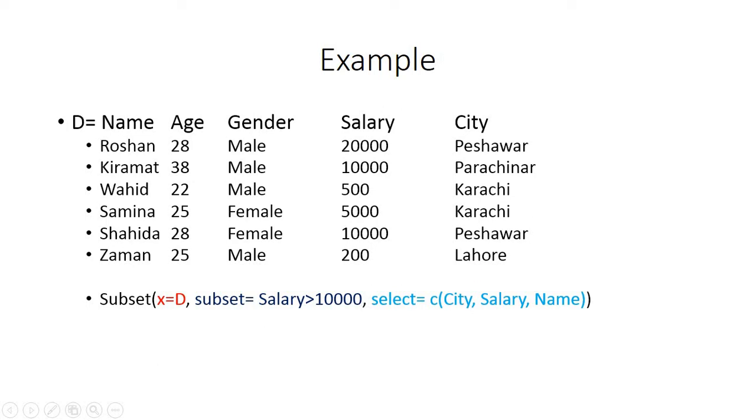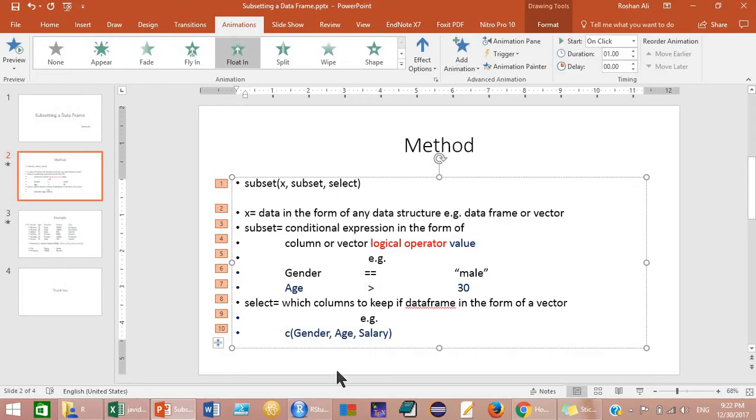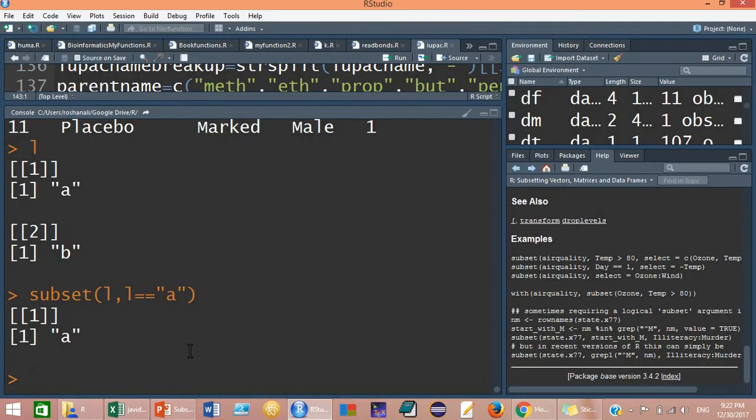And remember, your new data frame will appear in this form. First you will have the city column, then the salary column, and last the name column, because you put city at the first position, then salary, and then name. So it will get only 3 columns in this order, and then the condition will be applied and it will get only those rows where the salary column is greater than 10,000. So it will only get this single row. Now let's open R and do some practical examples.